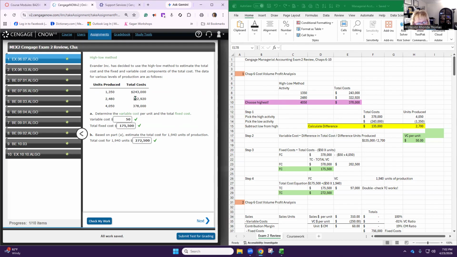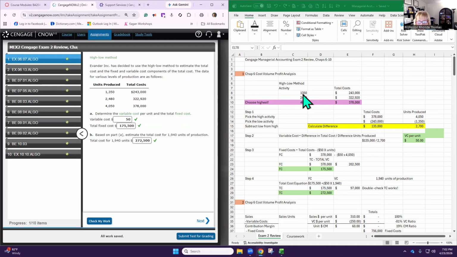Okay, so you're going to get a list of activities. Here are your activities and here are your costs. Put them in the spreadsheet. Okay, and then you're going to pick the one that's the highest activity. Just ignore these numbers. So here's our highest, and we're going to put those in. We'll put the total costs in and the units they produced with that.